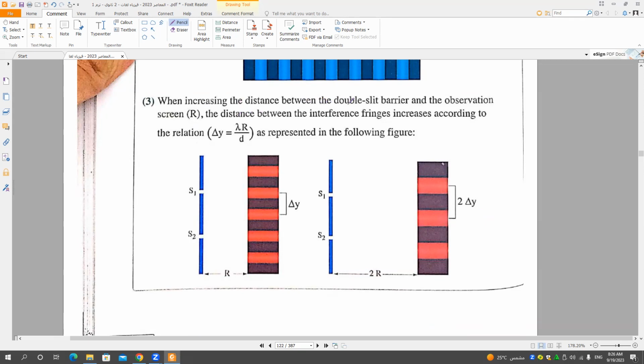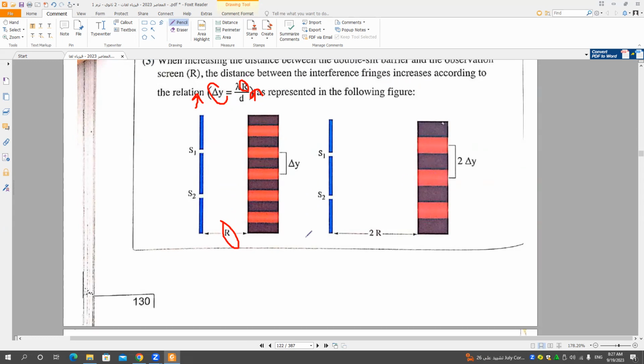When increasing the distance R between the double slit barrier and the observable screen, the distance between the interference fringes increases according to the relation, which is a direct relation between delta Y and R. As the distance R increases, delta Y will also increase. As the observable screen moves away, delta Y will increase and it will appear clearly.